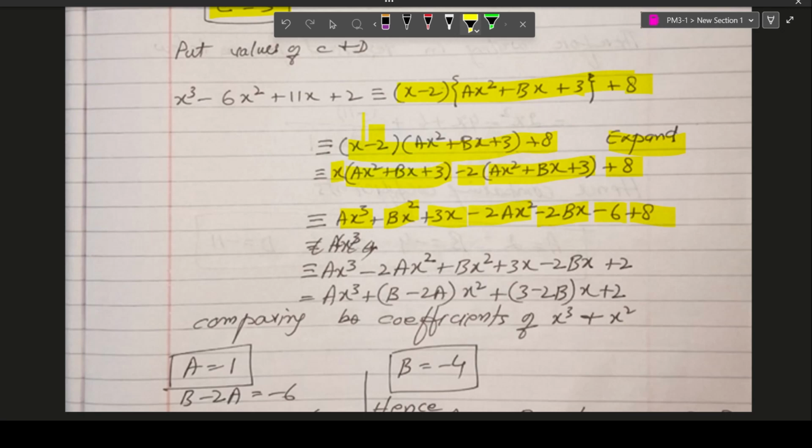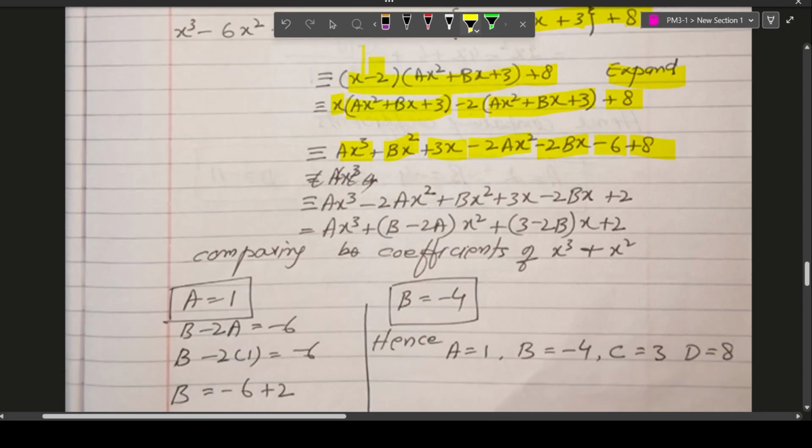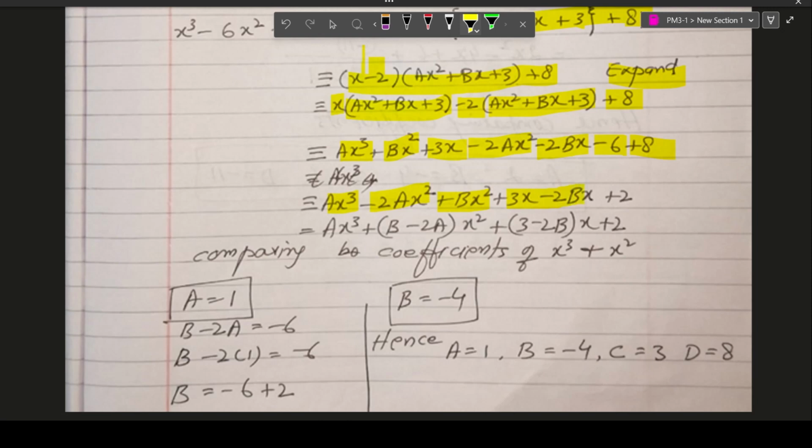Then arrange them in order, ax cube, minus 2ax square plus bx square together, because both have the same base, plus 3x minus 2bx together, because both have the same base x, and plus 2. Now ax cube same, take x square common, this will be minus 2a plus b times x square. Second, x is common. That's why 3 minus 2b times x, plus 2.